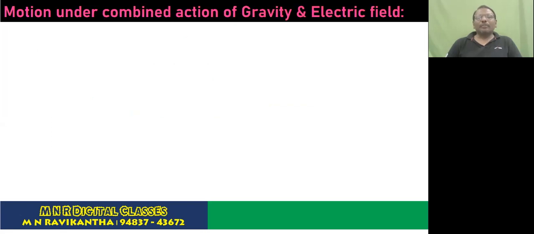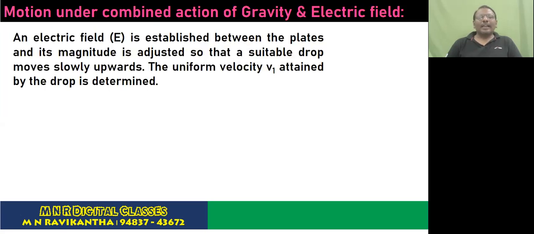Now, let us consider the motion of the drop under the combined action of the gravitational field and electric field. The electric field between the plates is established by adjusting a suitable potential difference. Its magnitude is adjusted so that the drop moves slowly upwards with a constant terminal velocity. Let us take this as V1. This terminal velocity V1 is determined by using the procedure already explained.